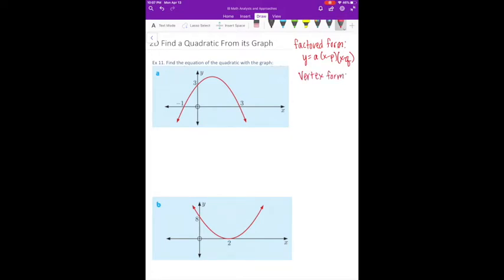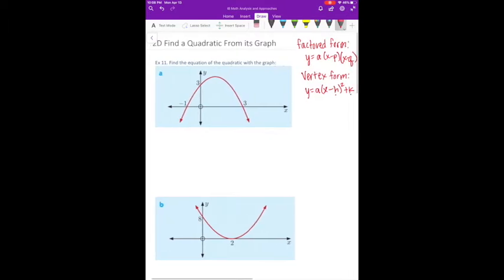All right, vertex form is y equals a times x minus h squared plus k, where h, k are the coordinates of the vertex. h is the x-coordinate, k is the y-coordinate. So we use vertex form if we're given, surprise, surprise, the vertex. We're going to mainly use those two forms, and based off of what we're given in the picture is which form we're going to use.